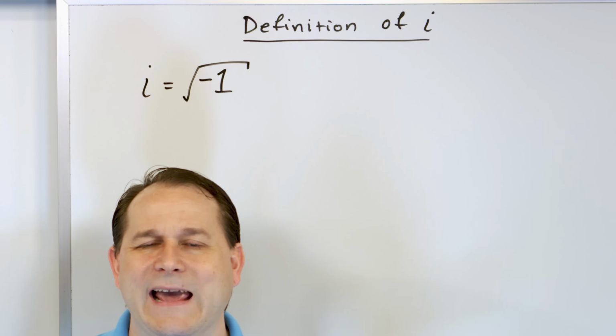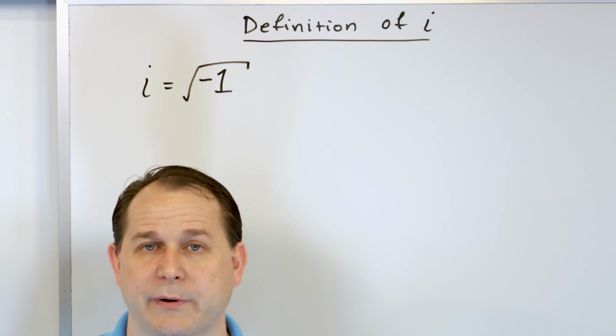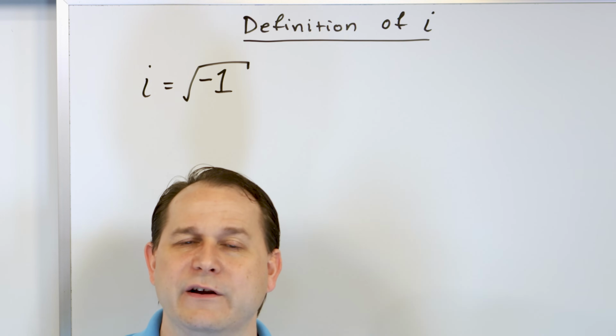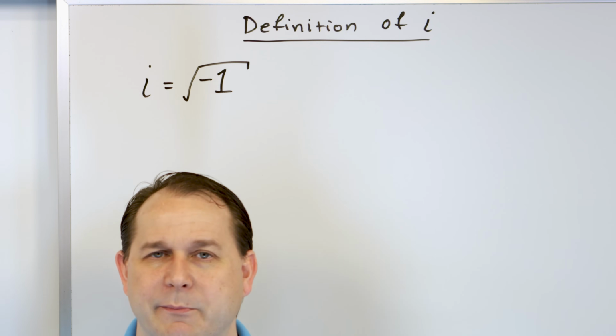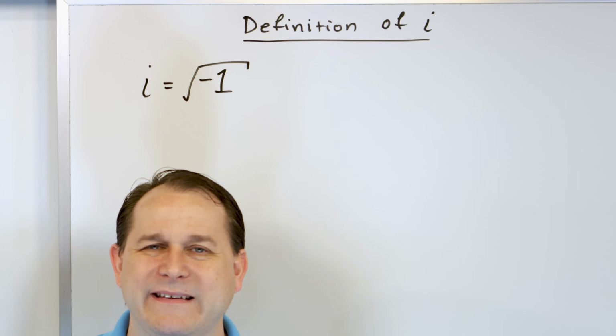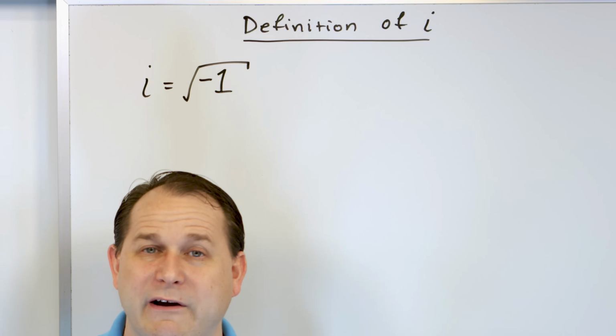The truth is you can't take the square root of a negative number and get an answer that's a real number. So mathematicians over the years have invented a totally new kind of number. It's called an imaginary number. It's a terrible name because it makes it sound like it's a fictitious thing that's useless. The truth is it's very useful.